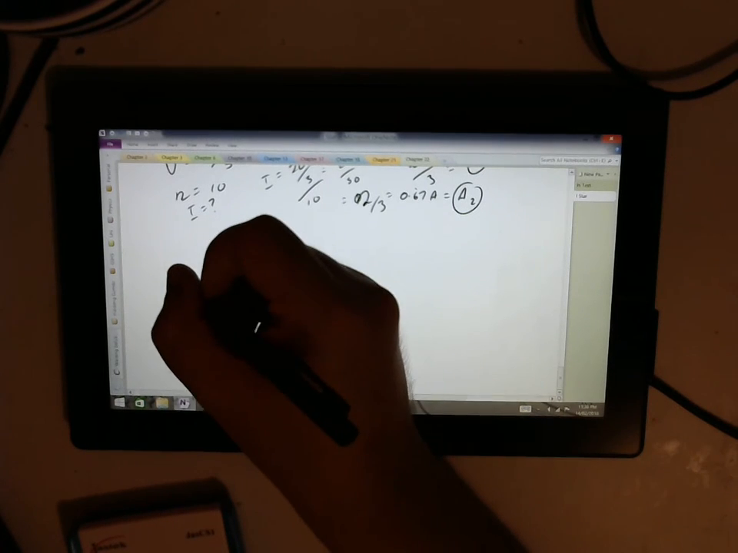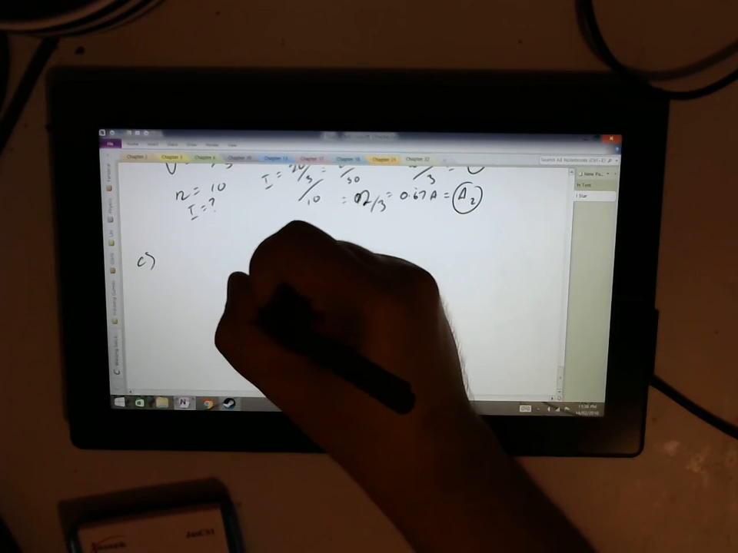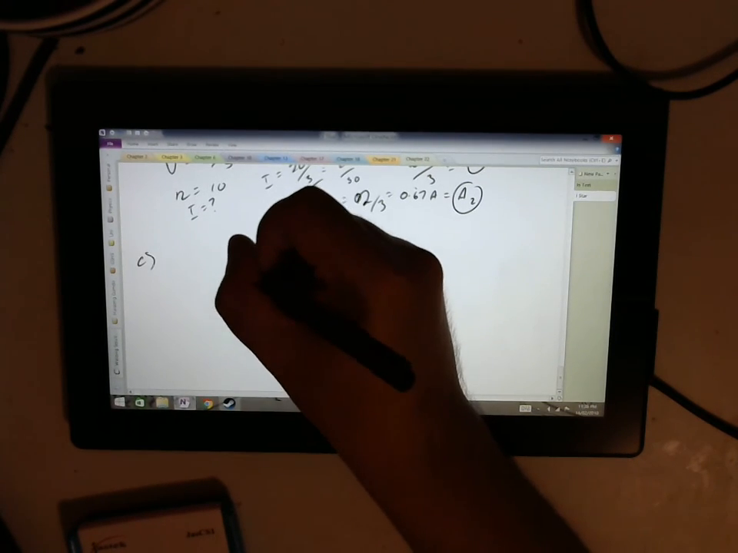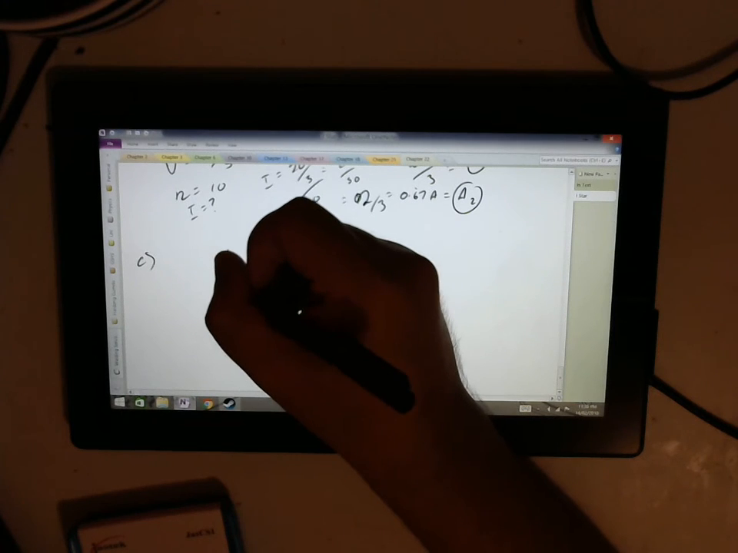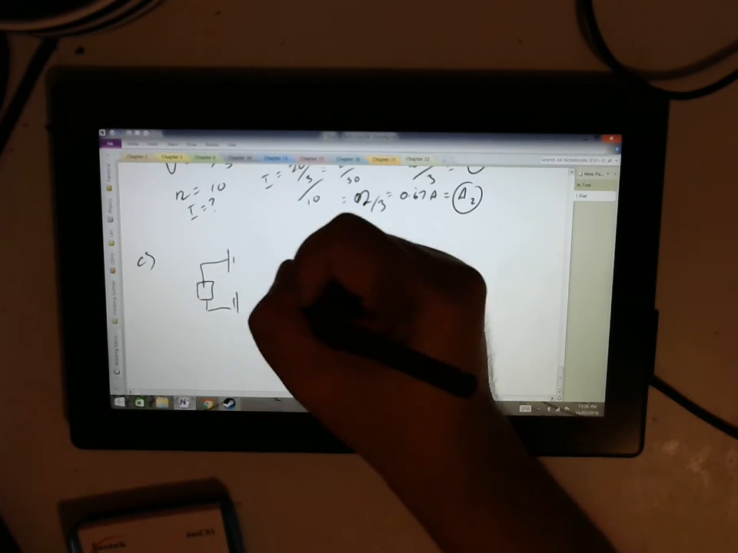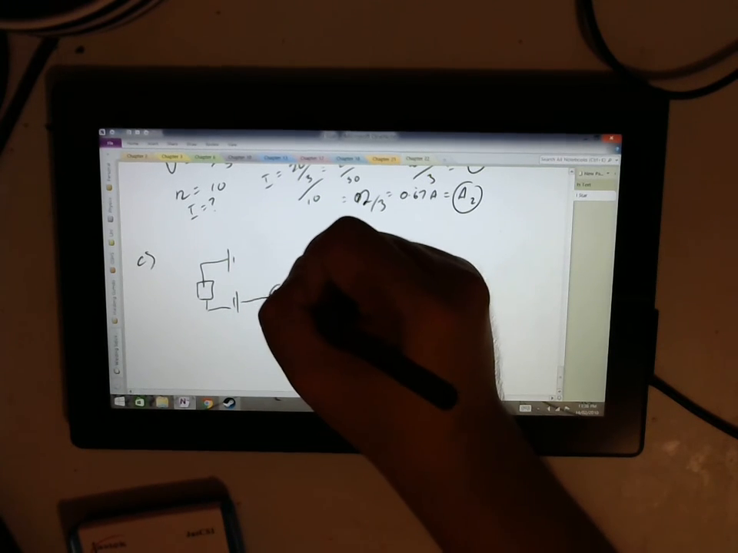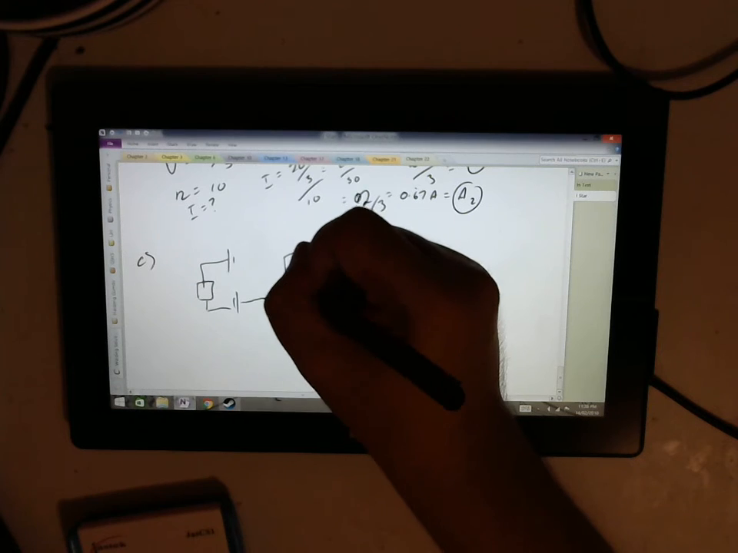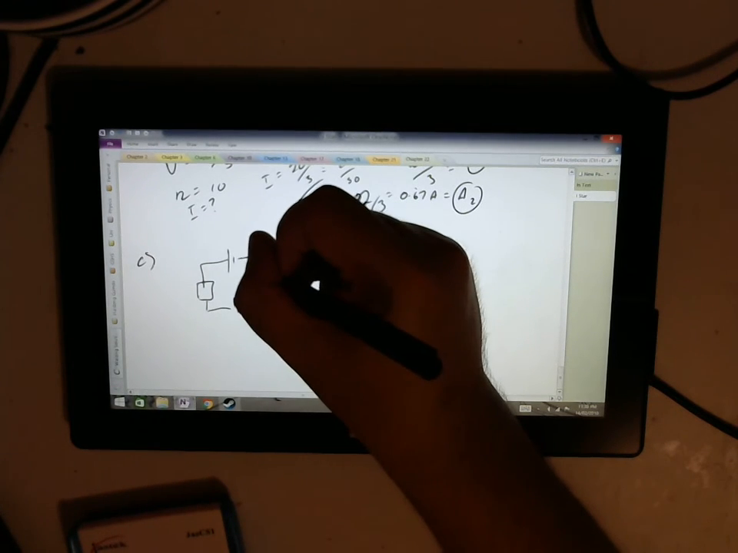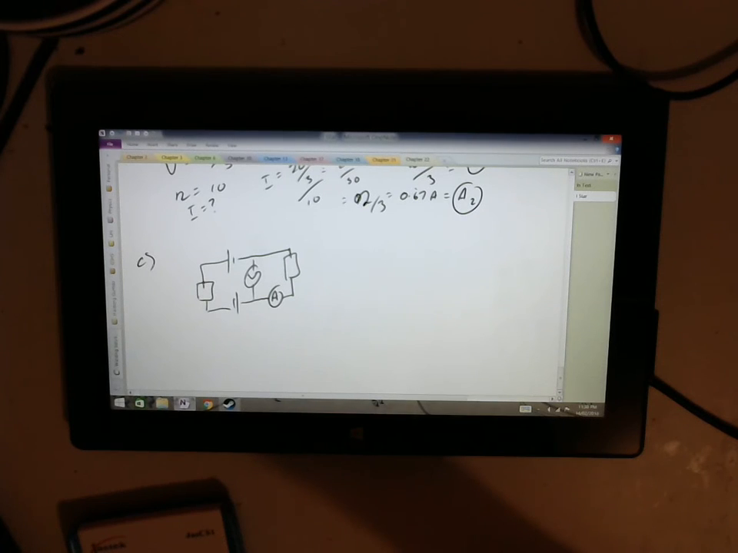Okay, let's have a look at C. C is a little bit interesting because there are now 2 batteries here. So we've got one battery and we've got another battery. Note that the batteries are facing different directions. We've got a resistor through to here. We've got this coming over here to an ammeter, which goes to another resistor and goes back, and they've put the voltmeter in parallel here.